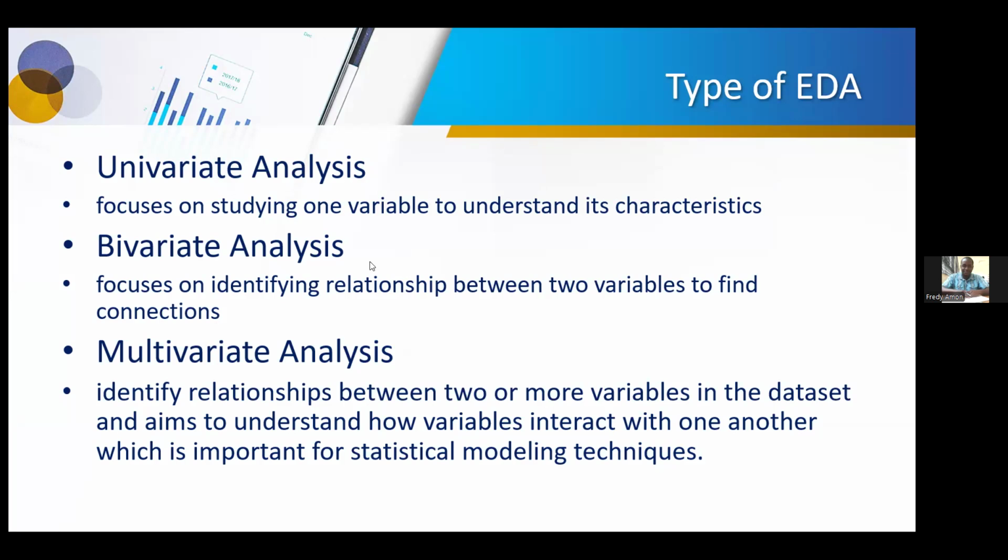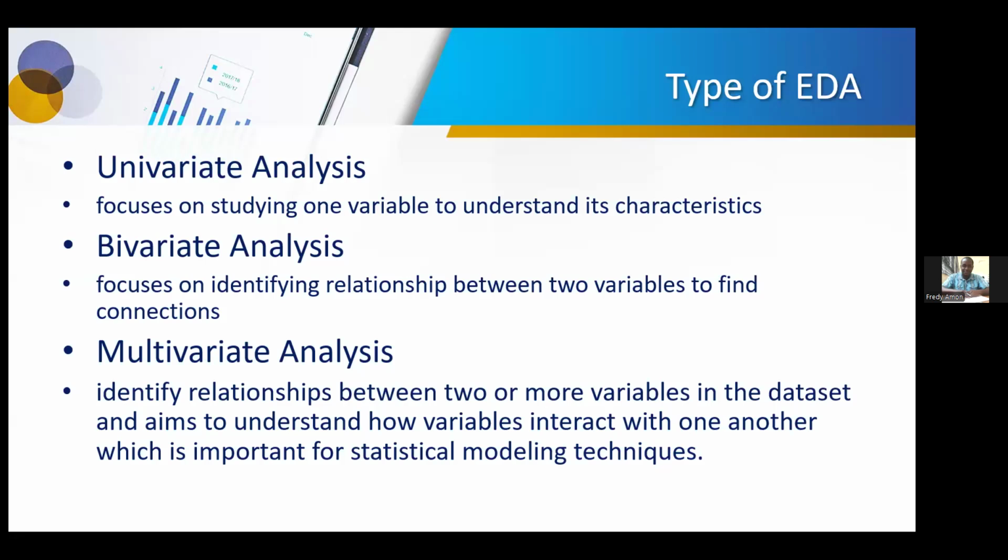Starting with the first one, uni, which means we focus on studying one variable to understand its characteristics. You'll have many columns in the data set, but in univariate analysis, you will just be studying one. We'll see the procedure and everything that goes into univariate. The second one is bivariate, where we focus on checking the relationship between two variables to find the connection. We'll be seeing those here.